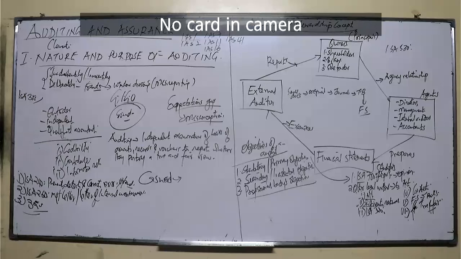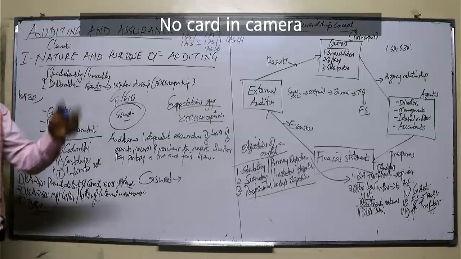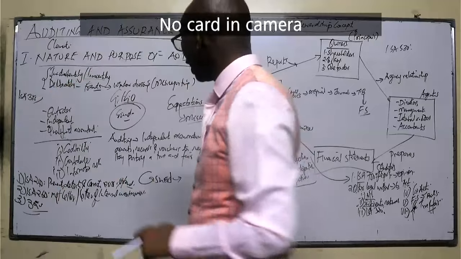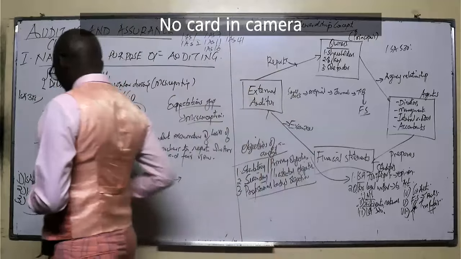You will learn this in the topic called public sector audit. Public sector audit has three types of audits. We have financial audit, compliance audit, and operational audit. In operational audit, we talk of the three E's.